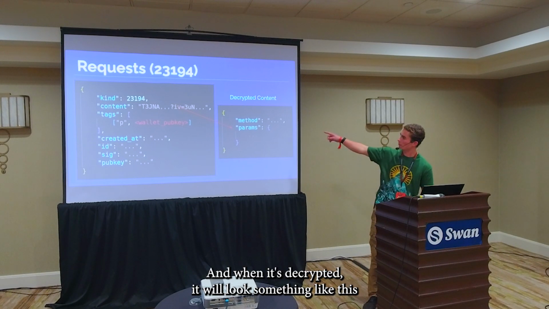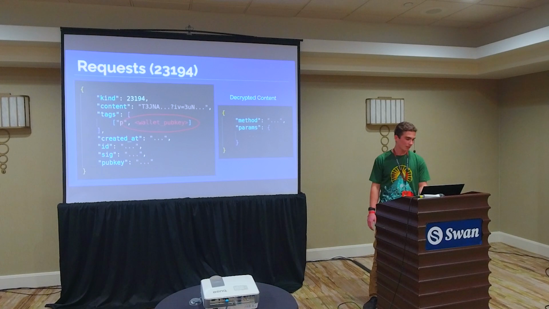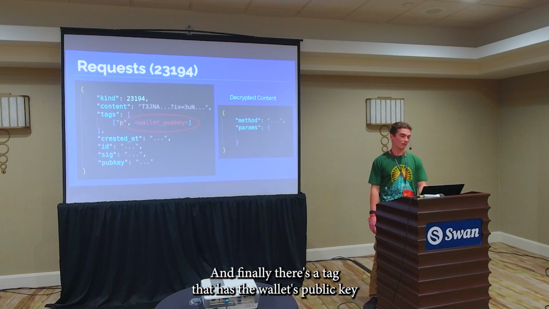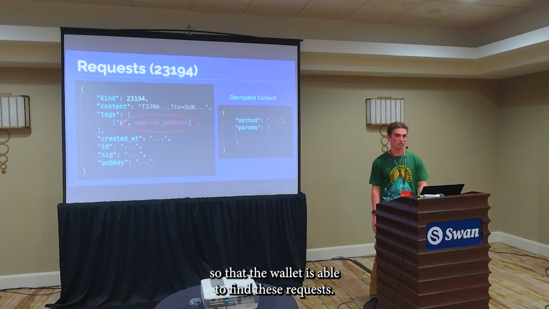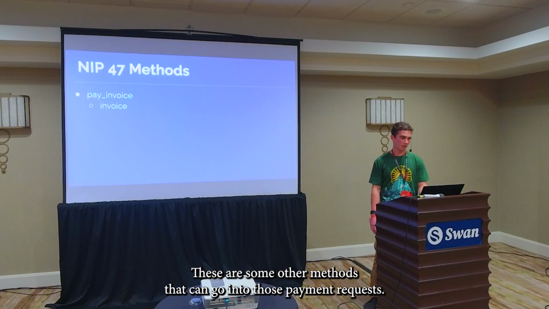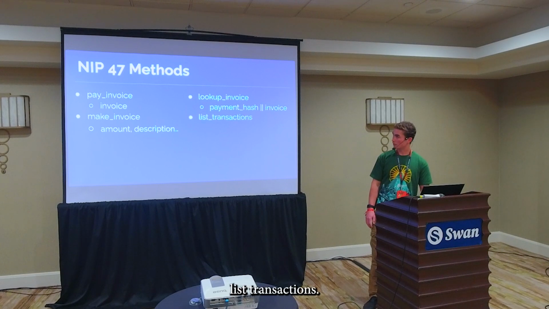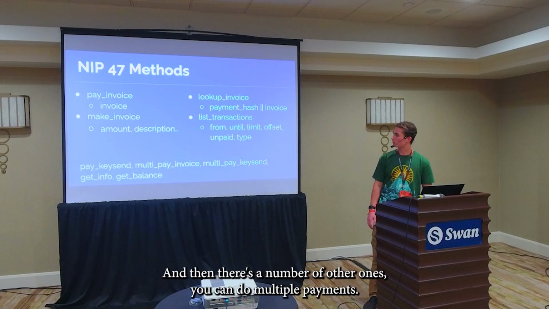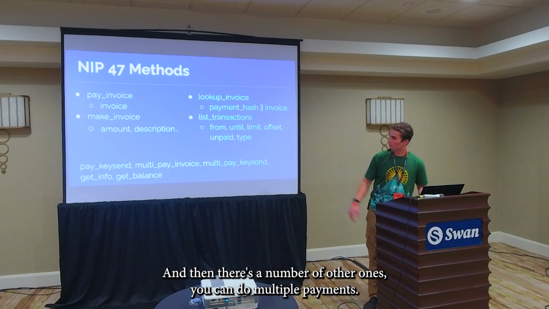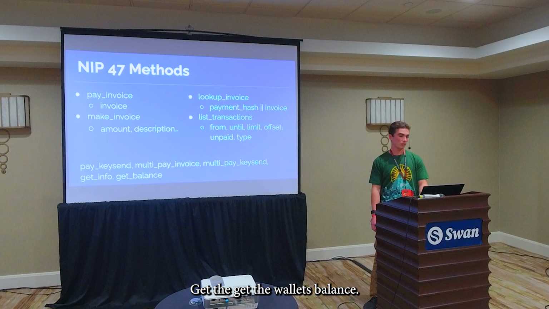And when it's decrypted, it will look something like this, where we have a method. In this case, it's pay_invoice, and the parameters, which would be an invoice. And finally, there's a tag that has the wallet's public key so that the wallet is able to find these requests. These are some other methods that can go into those payment requests. We can make invoices, look up invoices, list transactions, and then there's a number of other ones. You can do multi-payments, you can get info about that connection, get the wallet's balance.